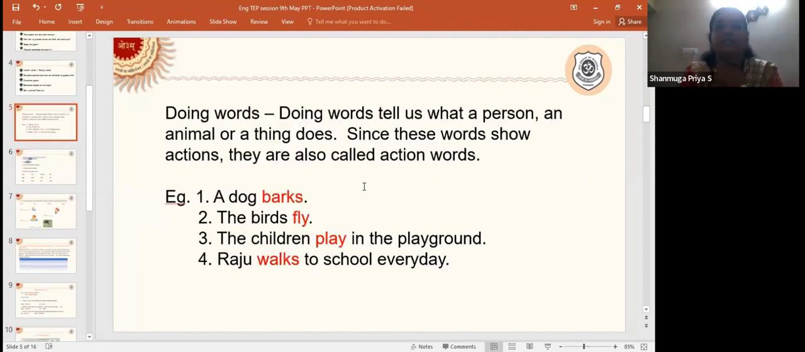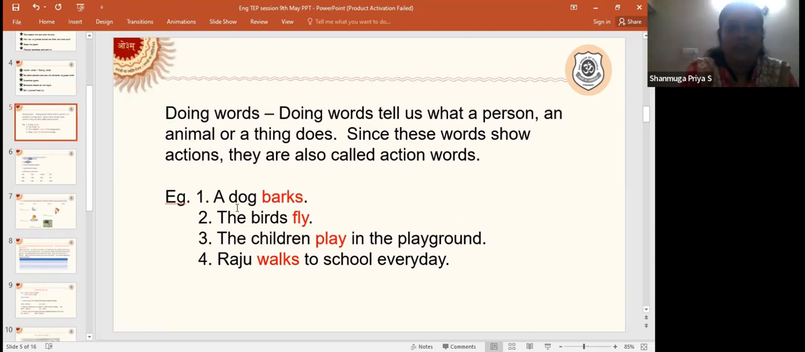You can tell them doing words tell us what a person or an animal or a thing does. And since these words show actions, they are also called action words. They are called doing words as well as action words. And it is also called a verb. To start with, for class 1 children, we can introduce these words as doing words or action words. Later on, when they go to higher classes, they will learn what verbs are.